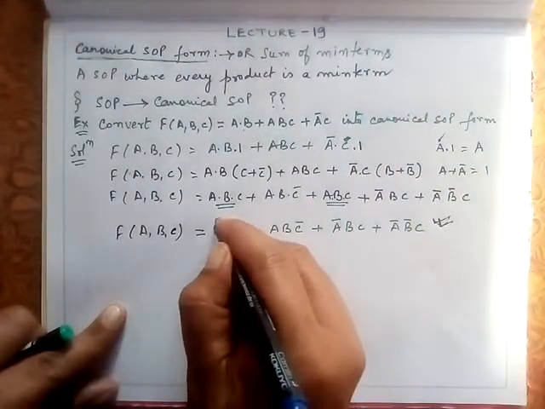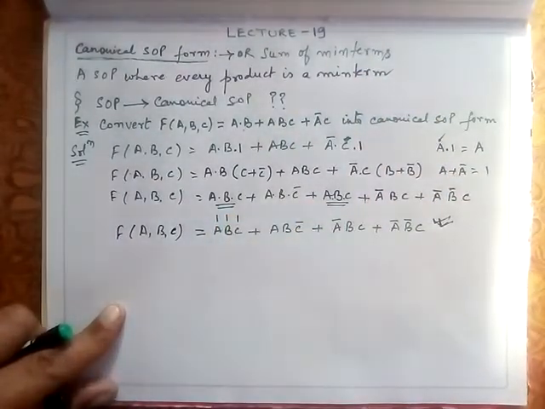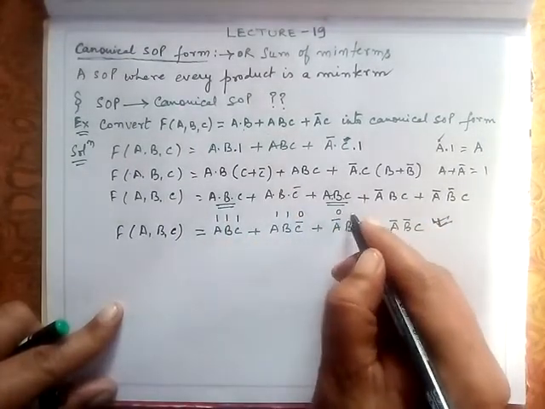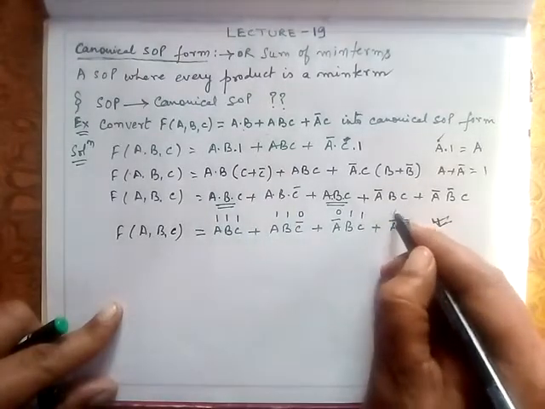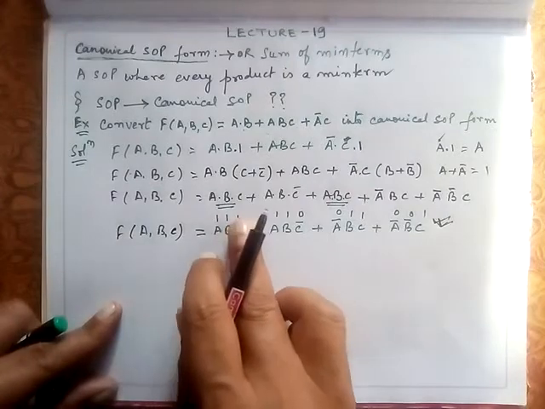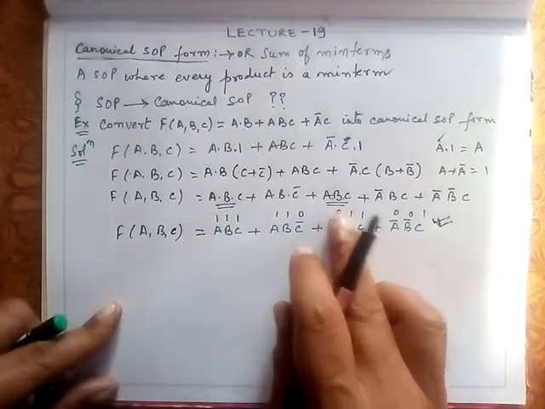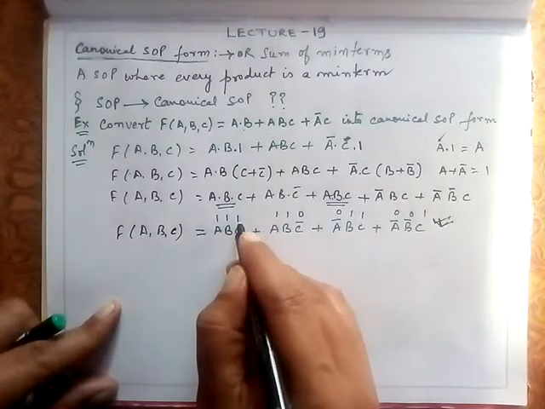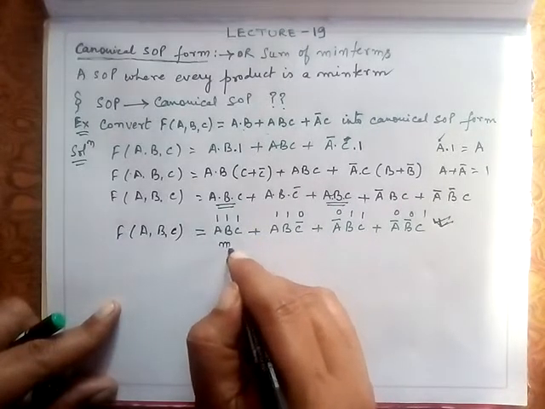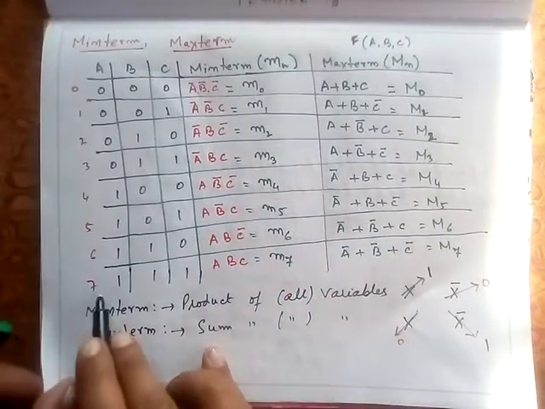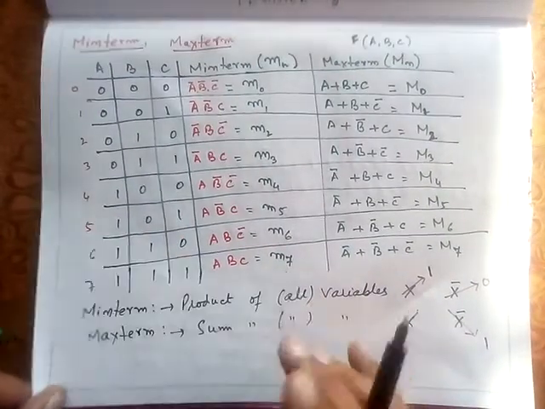This ABC, I write as 1, 1, 1. This is 1, 1, complement is 0. This is 0, 1, 1. This is 0, 0, 1. I am representing all variables by 1, and wherever I have a complement, I am representing it by 0. Now 1 1 1, if you see, this 1 1 1 is 7, so this represents M7, min term with decimal equivalent 7. I told you in the last lecture also, this is 1 1 1, ABC is M7.